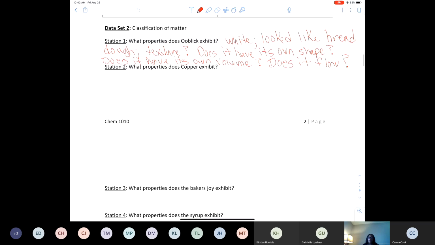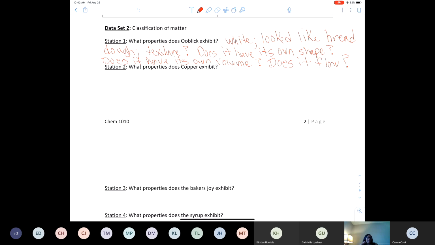So the first part of the data set 2 is we need to write down properties for each product that we saw. So this is an example of what you would want to write, like for oobleck. You can say it's white. It looked like bread dough. That was my observation. The texture, it was smooth, but it also felt a little rubbery, kind of like rubber.